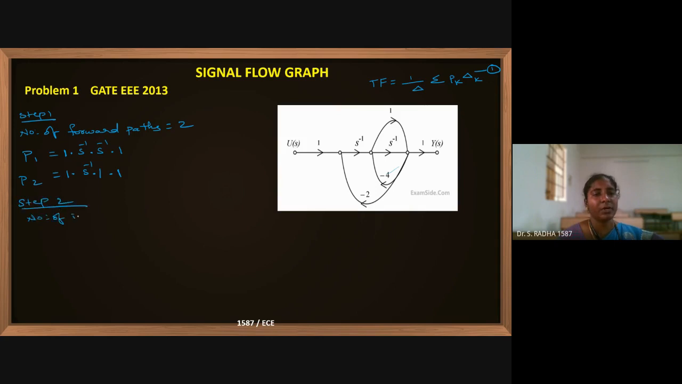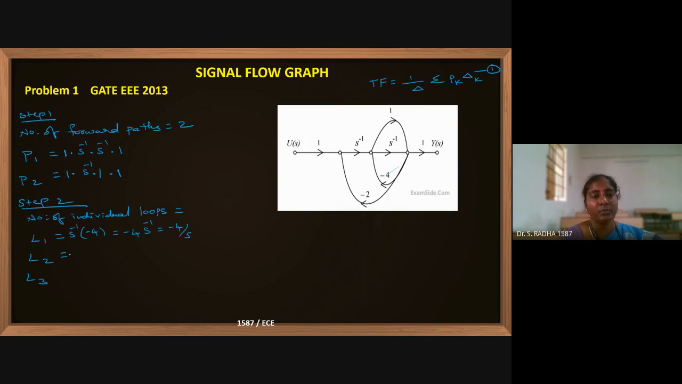Number of individual loops. How many? First loop, second loop, third loop, fourth loop, like that I can try. So what I will do is write the product. You can see here this closed one, S power minus 1, minus 4. S power minus 1, it is a closed path. So S power minus 1, then minus 4. This is a closed path, and minus 4 S power minus 1, or minus 4 by S, is the product of gains.